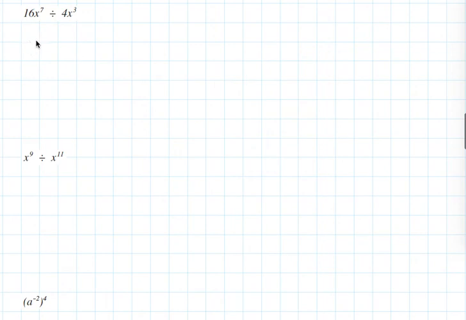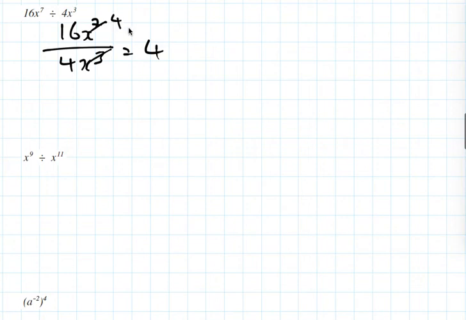16x to the power of 7 divided by 4x cubed. So 4 goes into 16 4 times, and then 7 subtracted by 3 is 4, so that becomes 4x to the power of 4.